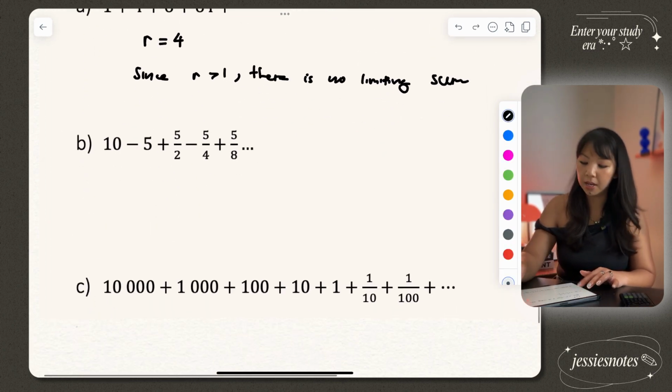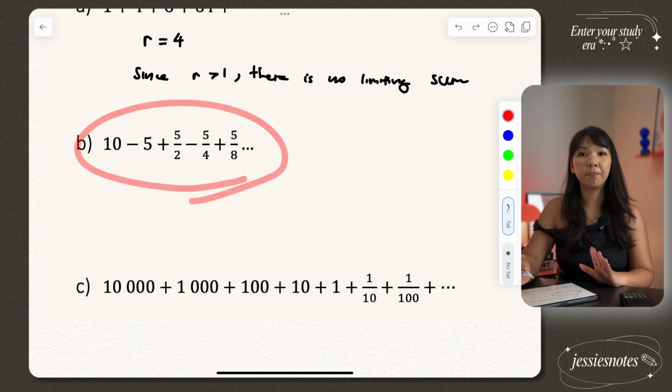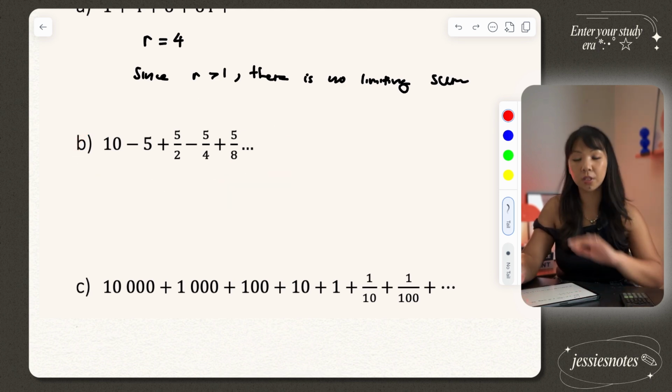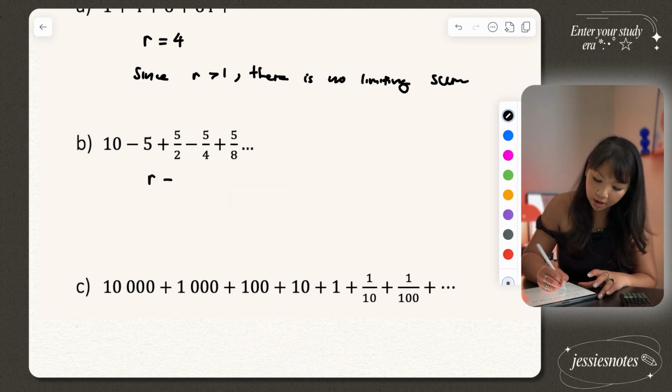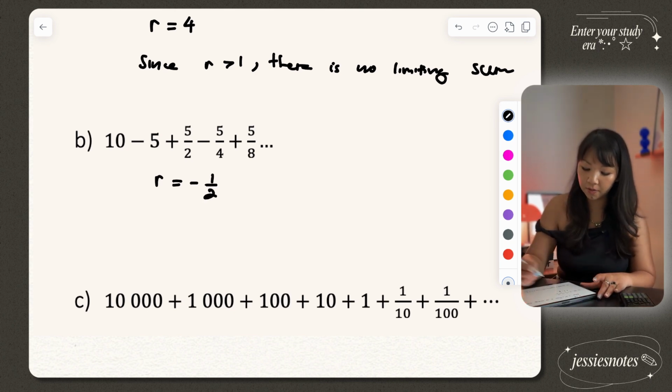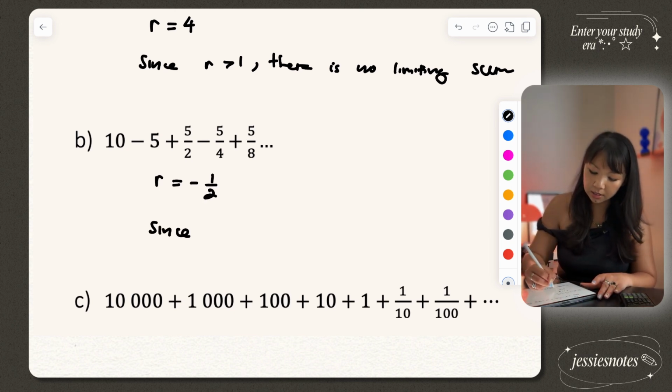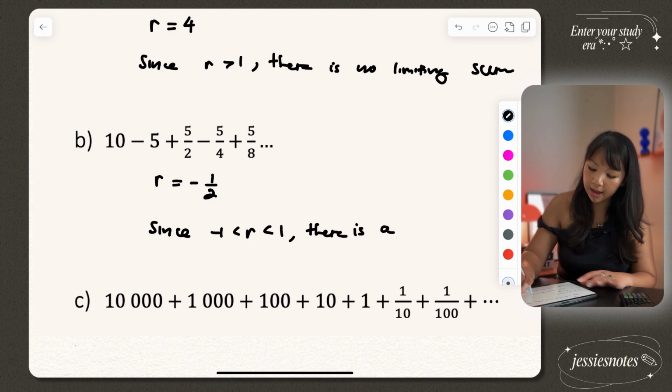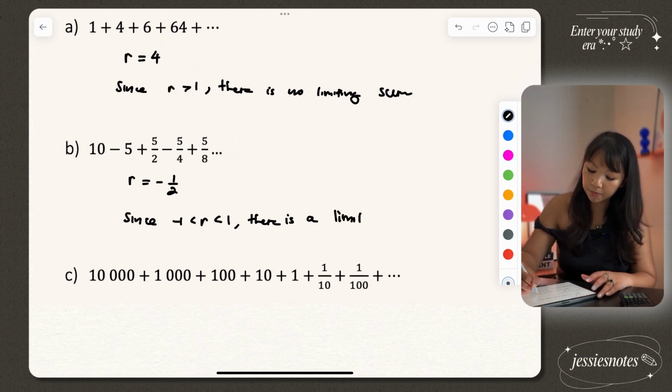Great. Next, B. Now, does it look like it has a limiting sum? Yes, it does, right? It goes smaller and smaller. So r is equal to, well, we go from 10 to 5, so we're halving it, and it's going to be negative a half. So since r is between negative 1 and 1, there is a limiting sum.